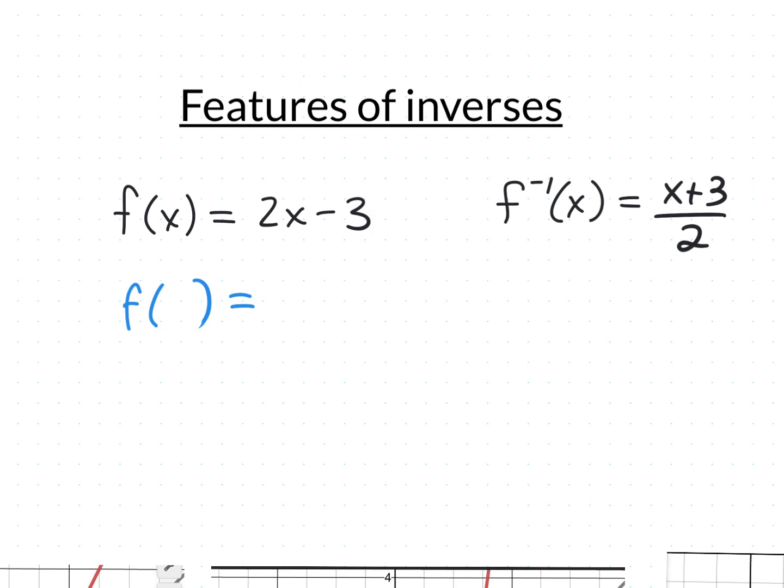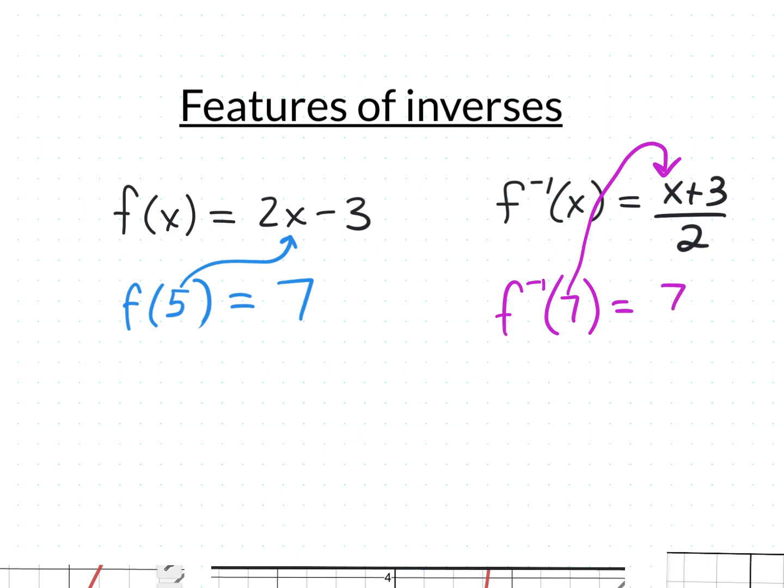If I were to try to find, say, f of 5, what that's asking me is, if I were to plug 5 in for x, what do I get as a result? 2 times 5 is 10, minus 3 is 7. Well, let's go over to our inverse and see what happens if we were to plug in f to the negative 1 of 7. What that's telling me to do is to take that 7 and plug it in for x. That would be 7 plus 3 over 2, for a final answer of 5.